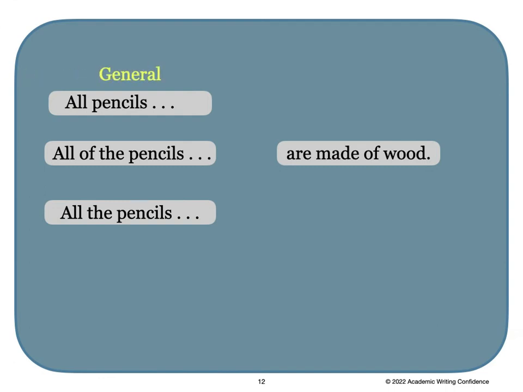Use the first pattern when you're speaking of general things. All pencils are made of wood. When you want to speak of specific pencils, you need to use the second pattern. All of the pencils are made of wood. Or, in casual or spoken English, we can say, all the pencils are made of wood.